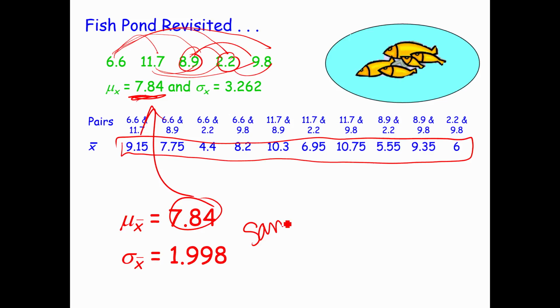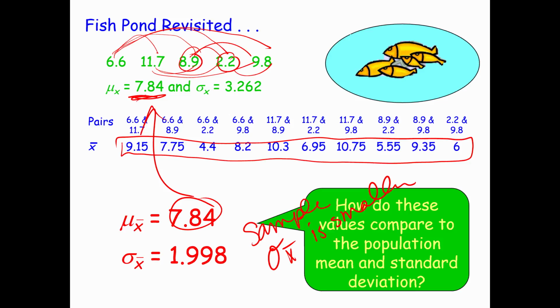You're going to notice that the standard deviation of the sample means is smaller than the standard deviation of all of the data together. So the mean stays the same, but the standard deviation gets smaller.